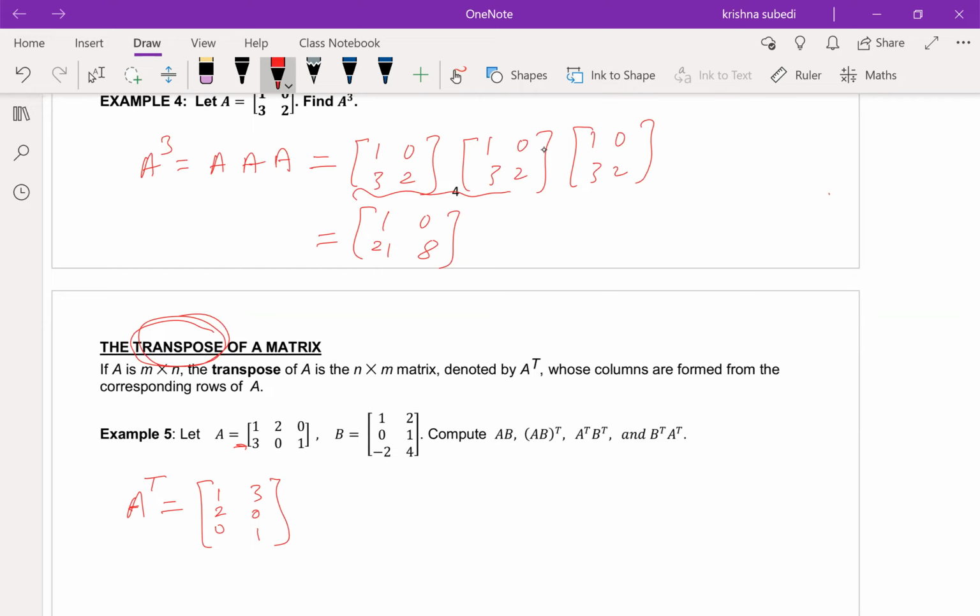Now you can find B transpose. Switch the vertical into horizontal or horizontal into vertical. So 1, 2, which is horizontal, make it vertical. 0, 1 horizontal, make it vertical. And -2 and 4. That is B transpose.